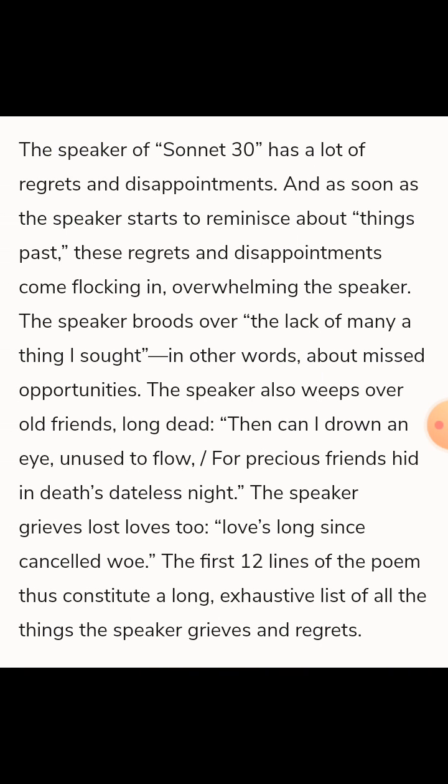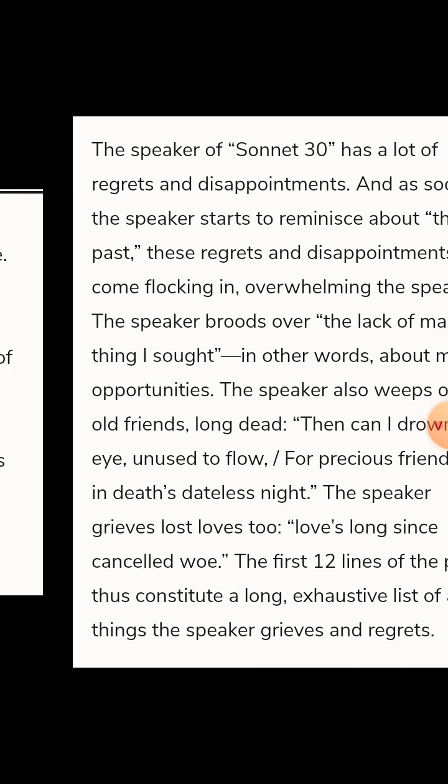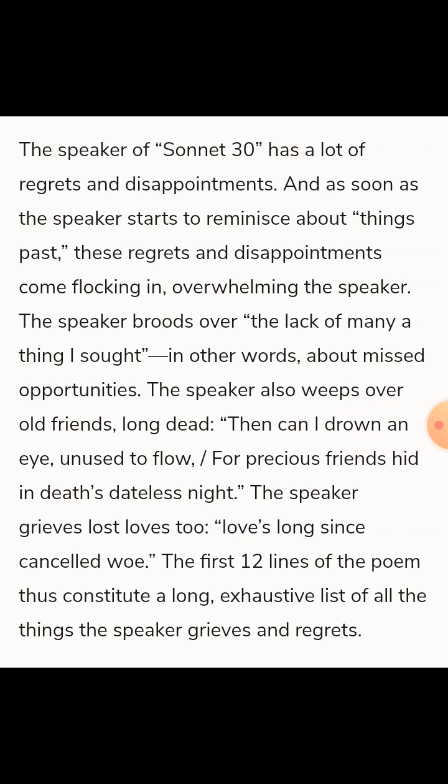The speaker of Sonnet 30, that is our poet, has a lot of regrets and disappointments. As soon as the speaker starts to reminisce, remembering the events of his past, these regrets and disappointments come flocking in. They flash in front of his eyes, overwhelming the speaker, and he becomes emotional.